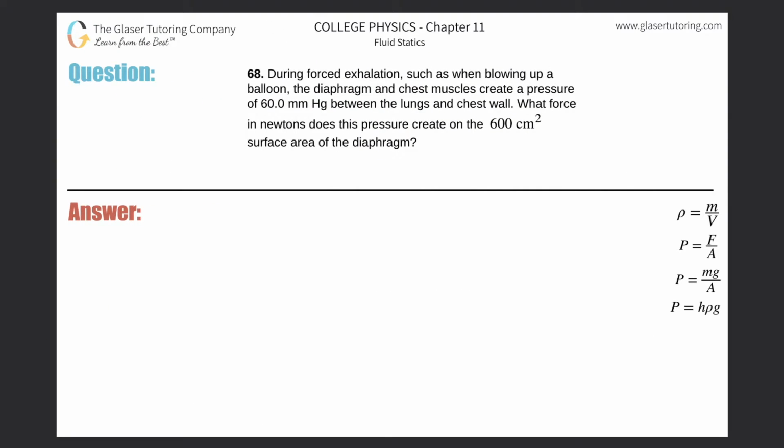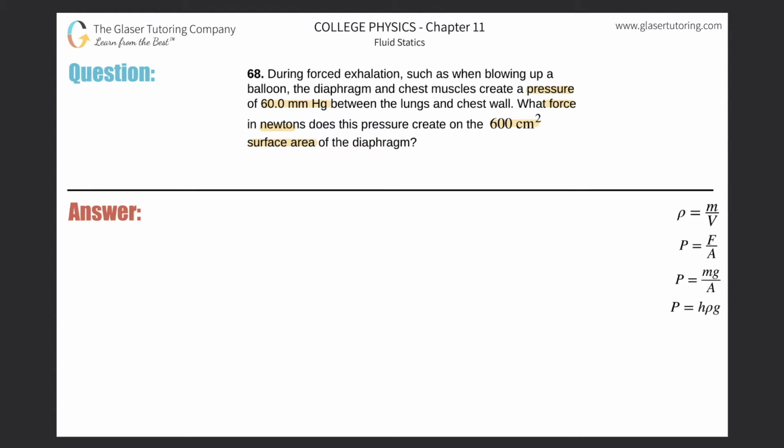Number 68. During forced exhalation, such as when blowing up a balloon, the diaphragm and chest muscles create a pressure of 60 millimeters of mercury between the lungs and chest wall. What force in newtons does this pressure create on the 600 squared centimeter surface area of the diaphragm?